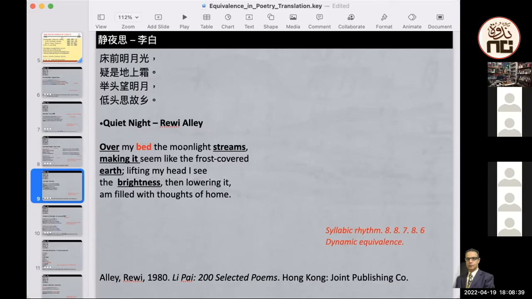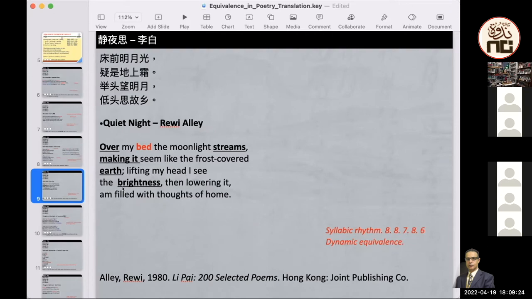So he says, over my bed the moonlight streams, making it seem like the frost-covered earth. Lifting my head, I see the brightness. And here you have to stop. So you can see he doesn't stop at the end of the line. No, he keeps reading. You have to keep reading until there is a comma and then you stop. So don't be fooled by the line cut. The line cut doesn't represent how you should read it. So we know right away that this is syllabic rhythm. Syllabic, and if you count the syllables, it will be 8, 8, 7, 8, 6. Very similar. This is almost same. This is syllabic, and this is dynamic equivalence.